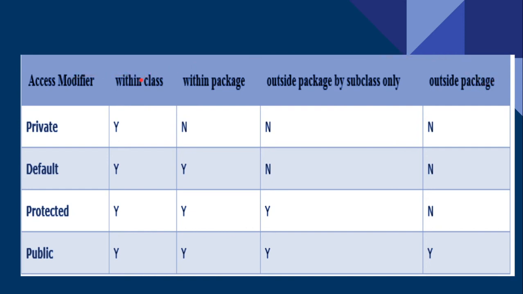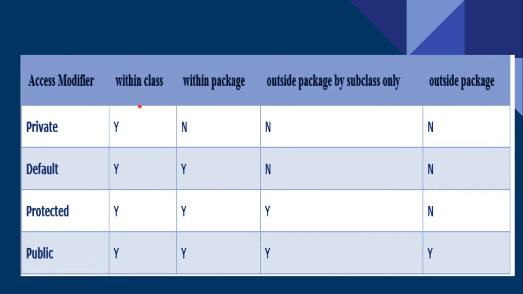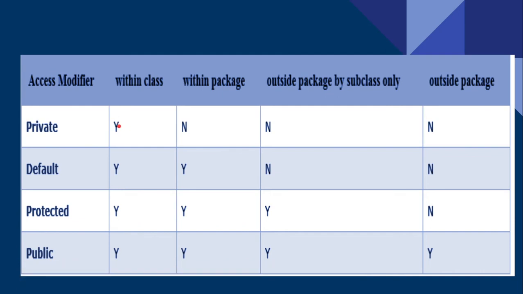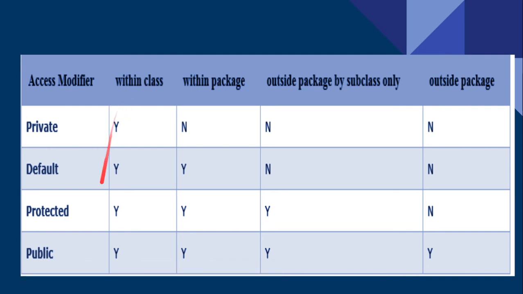So within the class, whenever you're using any modifier, whether it is private, default, protected or public, the particular data is accessible. There's a data or a member or a method, they are all accessible within the class. That means within the class there is no restriction to access those data. So that is called an access specifier, whether it is private, default, protected or public, whatever the specifier mentioned, that data is accessible within the class.